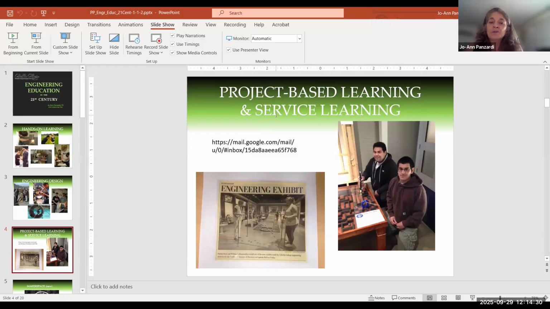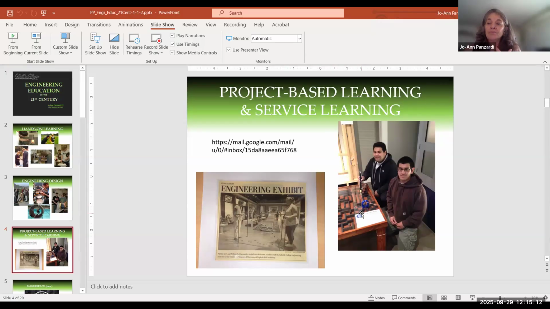So for instance, these students here and these students here designed some hands-on projects for the children's discovery museum in the Capitola Mall. You probably went there when you were little, 3, 4, 5. Parents might have taken you there. Well, what they did is they designed these hands-on things for kids. So it was project-based learning in that they were learning doing a project, but it was also service learning because they were serving others.